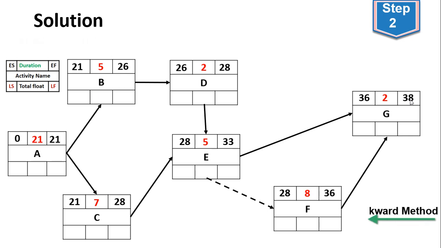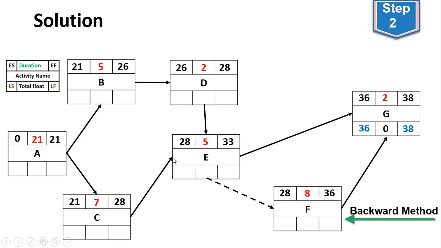Now we are using the backward method to compute the late time. The late finish time, basically we set it equal to the early finish time, which is 38. Then the latest start time is the difference between the late finish and the duration, and we are going to have 36. And the float is the late finish minus the early finish, and that gives us 0.